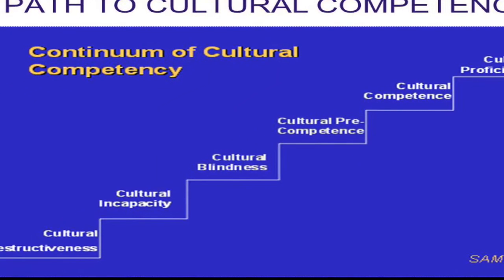So in level one, we have the continuum of cultural competency at stair one. Level one is known as cultural destructiveness, and I will discuss it more in depth. Level two is known as cultural incapacity. Level three, cultural blindness. Level four, cultural precompetence. Level five, cultural competence. And level six, cultural proficiency.